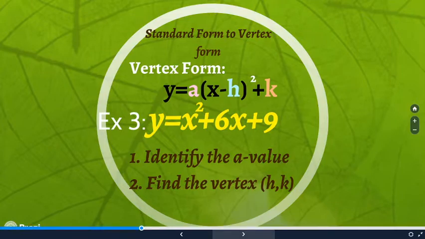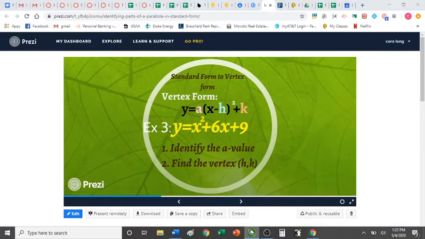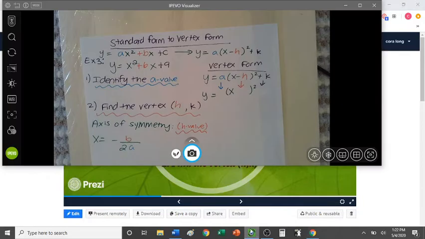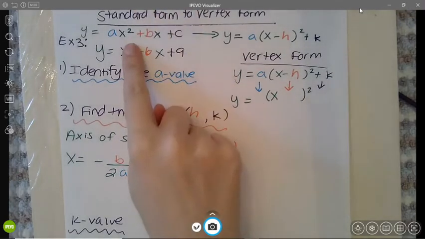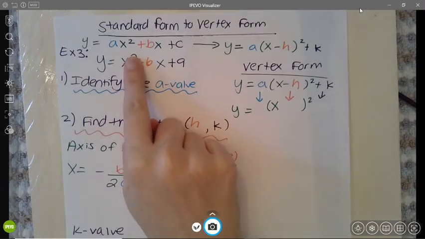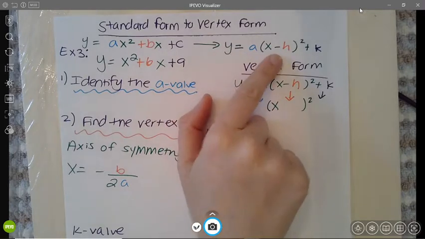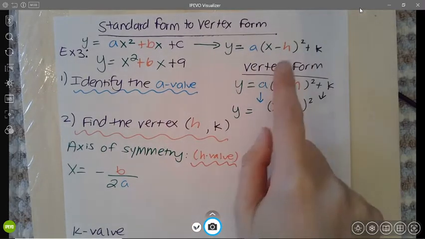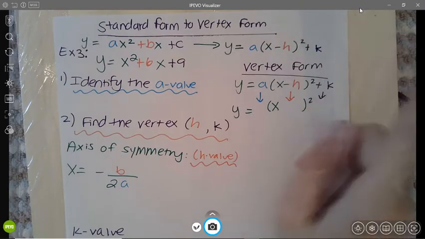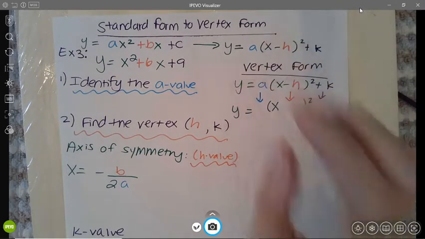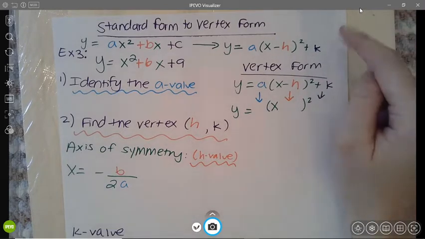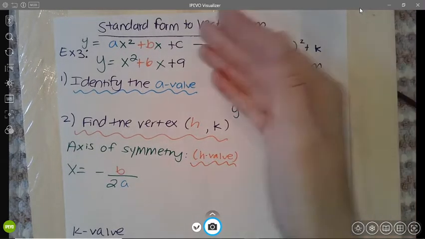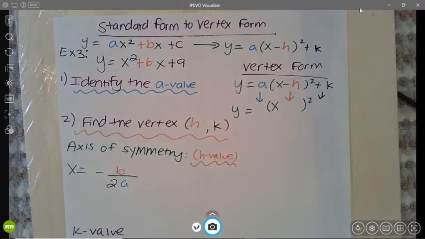Okay, let's get started. So example 3, we're going to be starting from the standard form of a quadratic equation, and we will be transforming that equation into vertex form, which we talked about before. It's y equals a times (x minus h) squared plus k. Remember, vertex form is really helpful when you have to graph a parabola because it's really easy to find the vertex point. Later on, you will learn how to graph a parabola from vertex form. But it's nice to know if you start from standard form, this is another way you can get to vertex form.